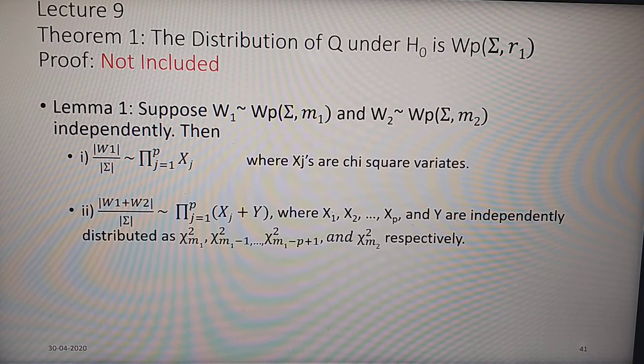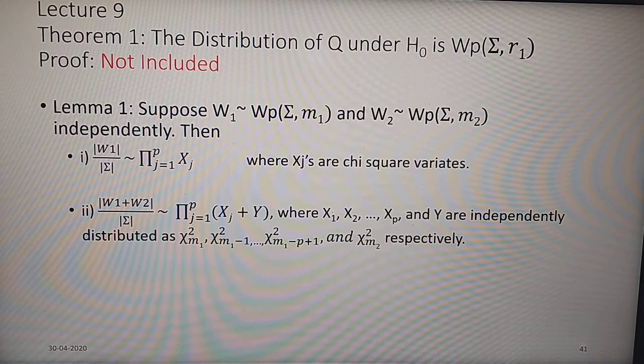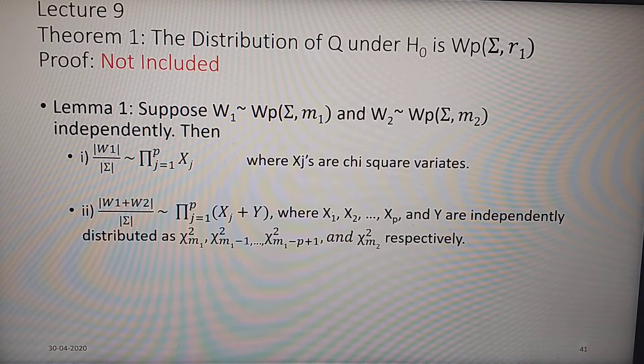and y are independently distributed as chi-square on m1 degrees of freedom, chi-square on m1 minus 1 degrees of freedom, and so on, chi-square on m1 minus p plus 1 degrees of freedom, and y follows chi-square on m2 degrees of freedom respectively. So x1, x2, xp are chi-square m1, chi-square m1 minus 1, and so on, chi-square m1 minus p plus 1, and y is a chi-square m2 variate. They are distributed independently. So this is the lemma.